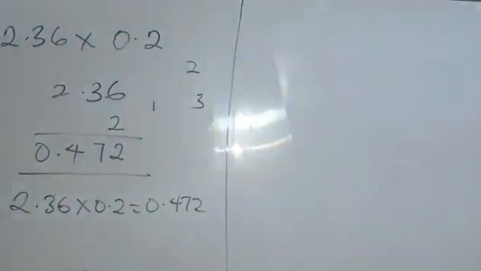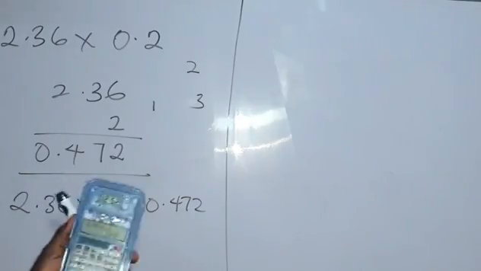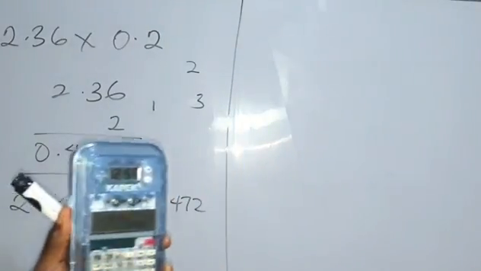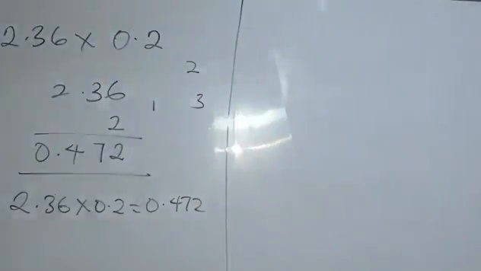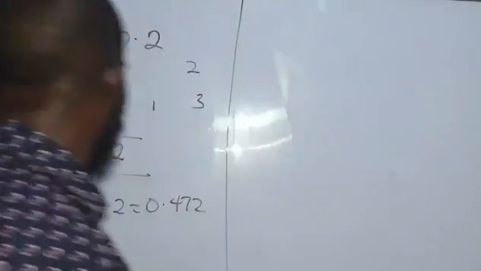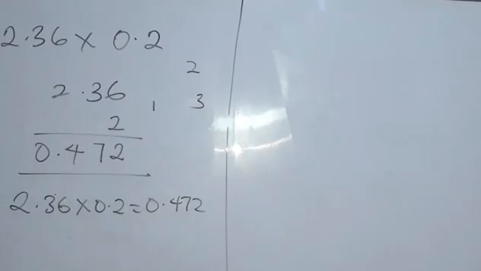So when you use your calculator to confirm it, 2.36 times 0.2, and that is 0.472, as you can see. So that is that on that one. I believe this is very clear. So let me give you one more example on this.